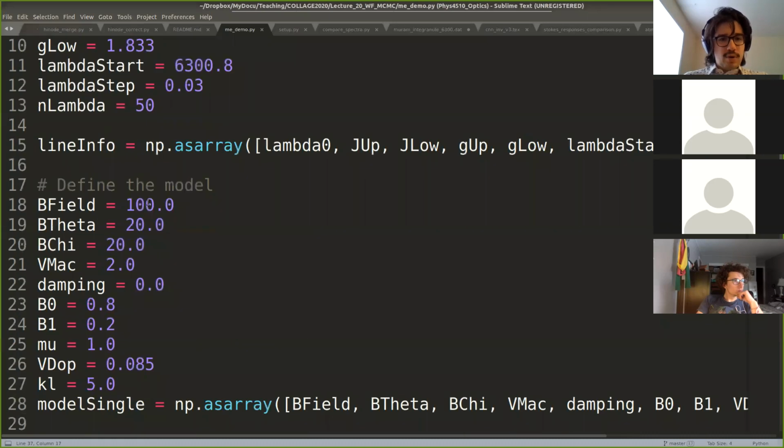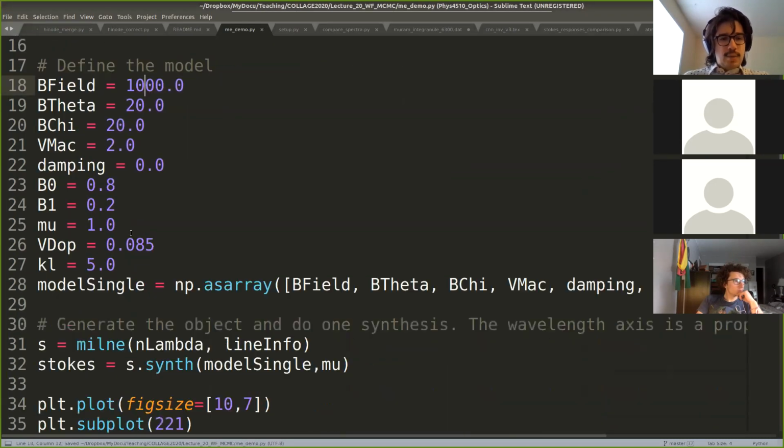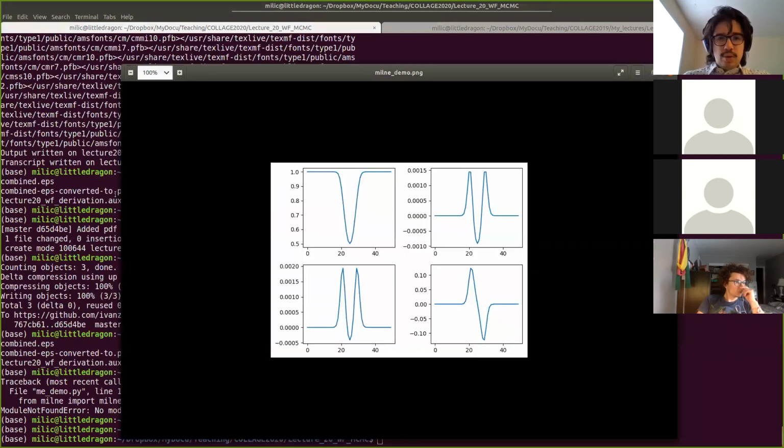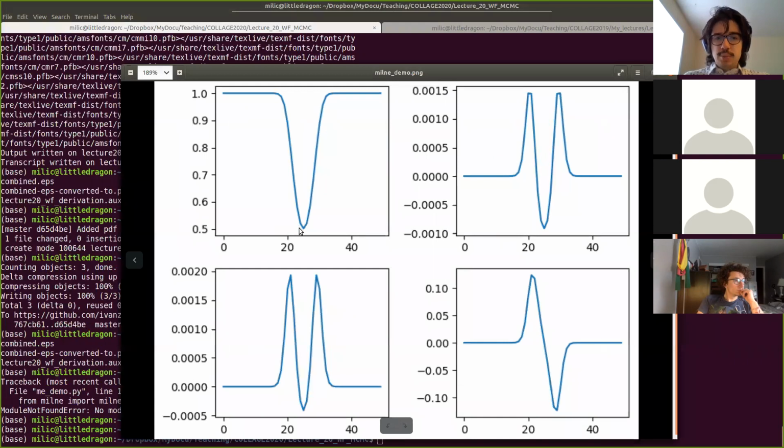So just to convince you that this is not some Stokes profile that I just pulled out of some hard drive, I'm going to increase, for example, the magnetic field to 1000. And I'm going to change B0 and B1 to like 0.3 and 0.7. And I'm going to rerun. And now my line is much deeper because I changed the slope. And my Stokes V, Q, and U are much stronger because I increased the magnetic field.